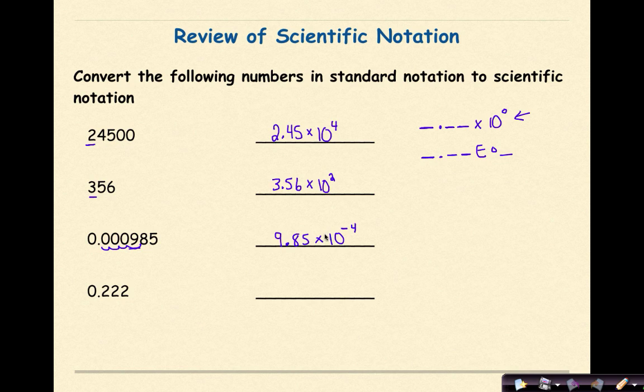Now, why do we even use scientific notation? We use scientific notation to represent either very large numbers or very small numbers in a reasonable format. Because really, nobody wants to write zeros. Let's be honest with ourselves. Let's look at the next one. Again, this number is less than 1, so our exponent is going to be negative. So 0.222. This first 2 is going to be in the ones position. So 2.22 times 10 to the negative 1.